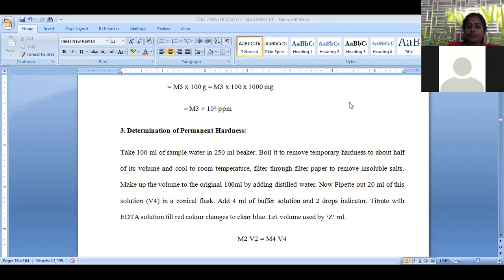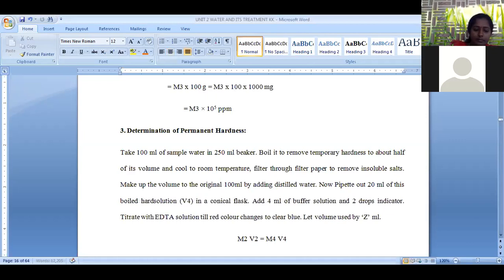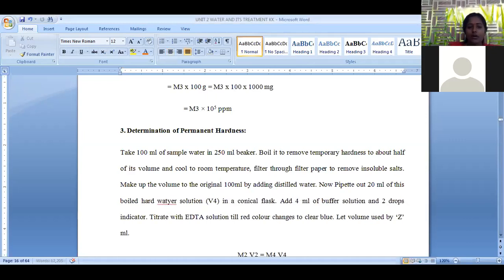After removing the temporary hardness, again water should be made up to 100 ml with distilled water. Now, the titration process remains exactly the same. What we have to do, we have to pipette out 20 ml of boiled hard water here. We have to mention boiled hard water. Boiled hard water should be taken into the conical flask and added with 4 ml of buffer solution and 2 drops of indicator, that is EBT.